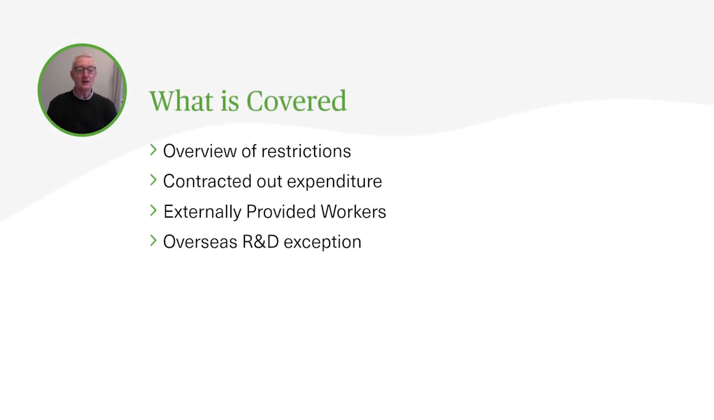So in terms of what we're going to cover in this session, obviously an overview of the restrictions, what they are and how they work, looking specifically at the way they impact on contracted out R&D and the use of externally provided workers. As I'll explain later on, these are the only two areas that the restrictions apply to. They don't apply to a company's own staff costs or own R&D costs, just contracted out and externally provided workers.